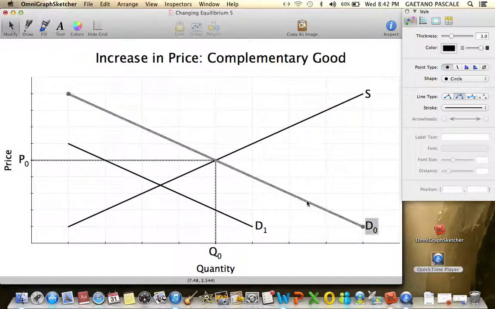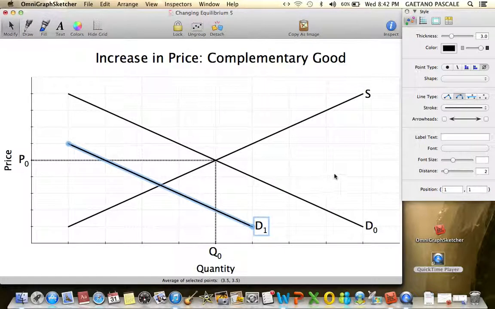So this shift from D0 to D1 is caused by the increase in the price of this particular good, and the goods are complementary to one another. The increase in the price of good A has caused demand for good B to decrease.